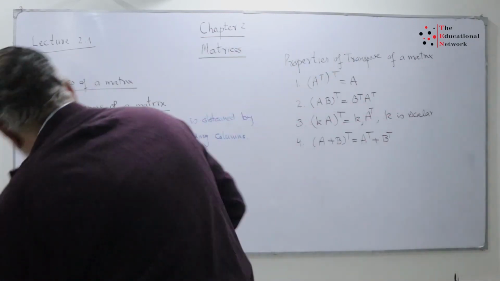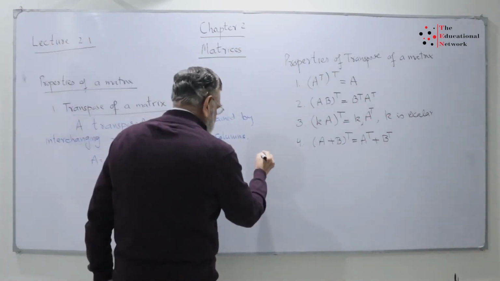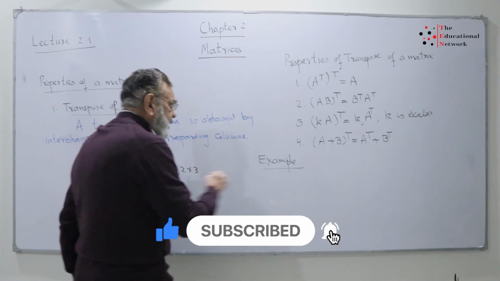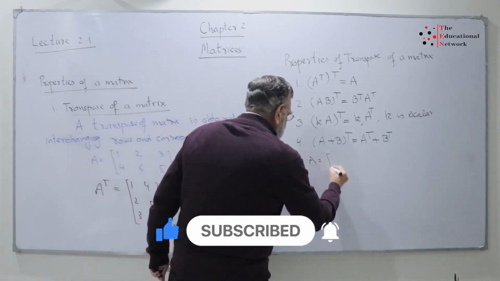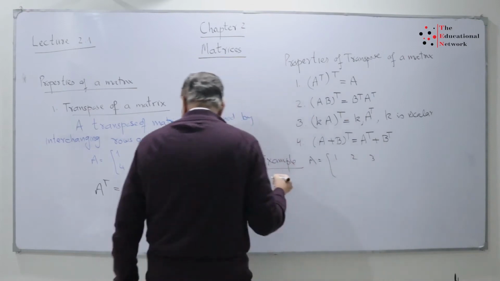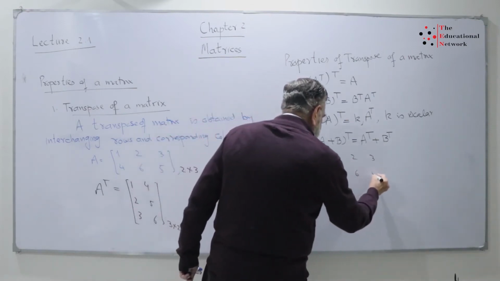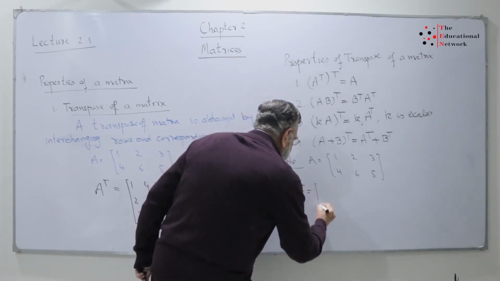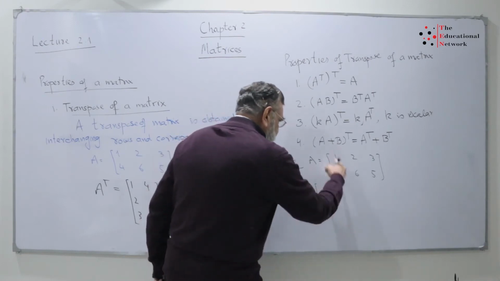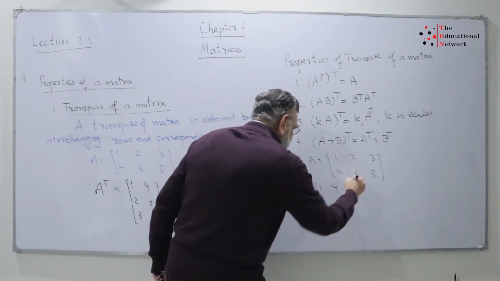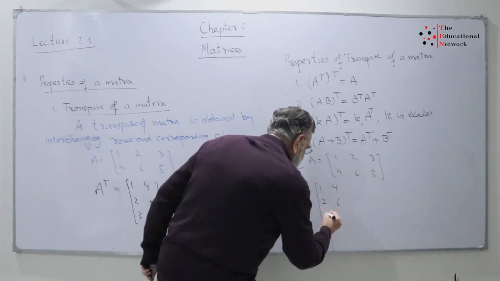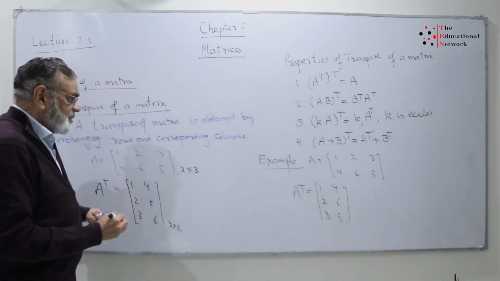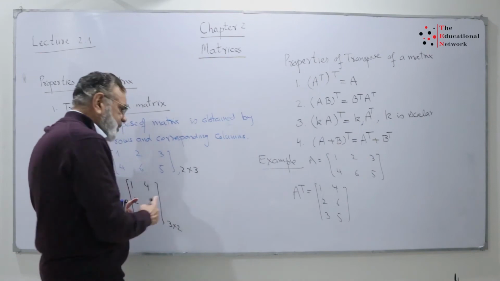We can just see the first one with an example. We already did this one. This is our A, equal to 1, 2, 3, and then 4, 6, and 5. So I take the transpose. Now I will take the columns and change them into rows. First column becomes first row, second column becomes second row, third column becomes third row. As we did here, we changed rows into columns, and here we are changing columns into rows. The result is the same.